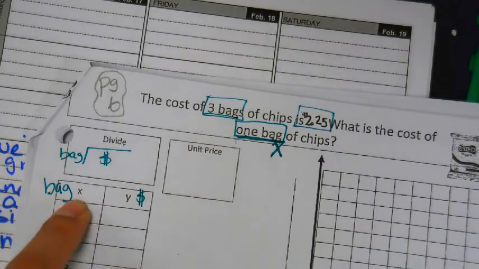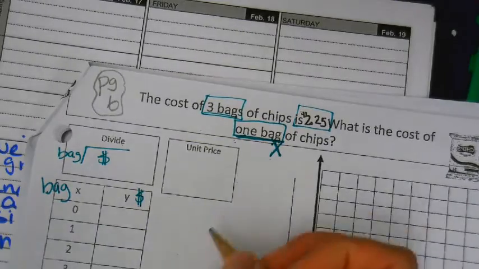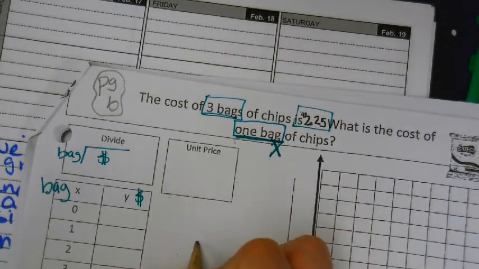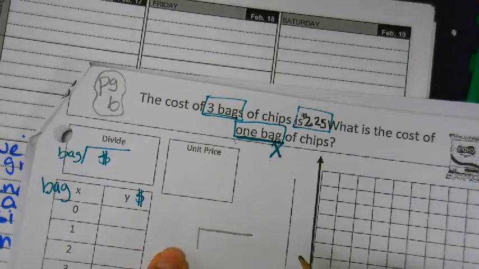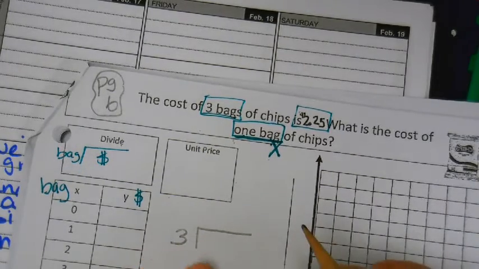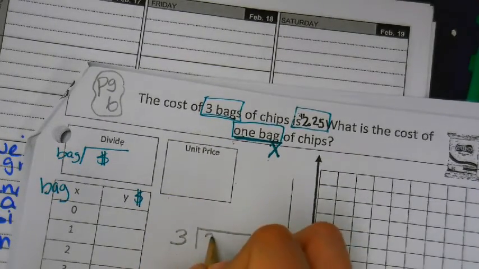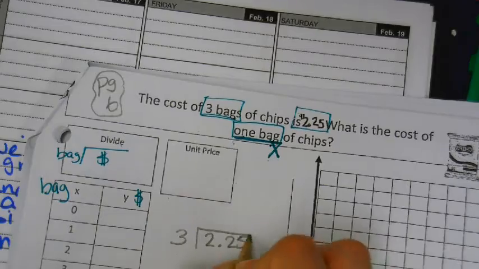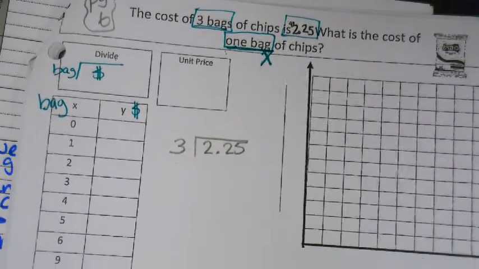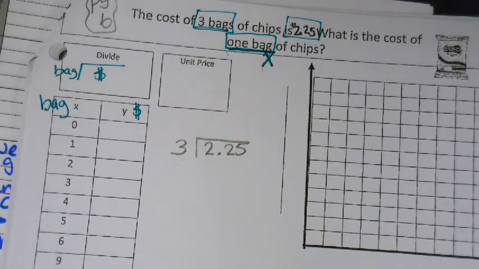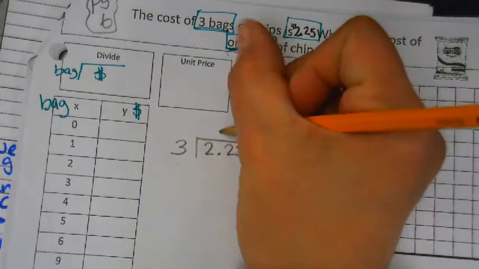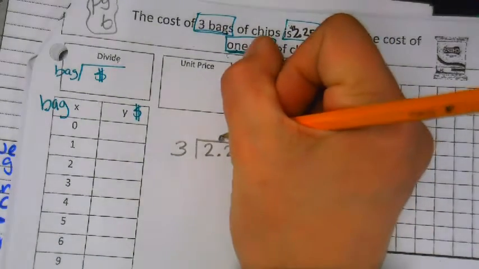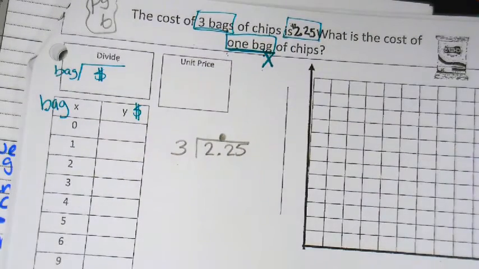All right, so now let's divide. I'm going to write it over here because it's kind of small. Box. What number goes outside? 3. What number goes inside? 2.25. All right. Let's write that down, everybody. What do I do with this decimal that's inside? Bring it up. Put it away. I will take it away.